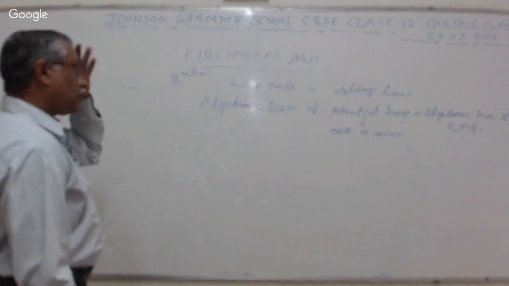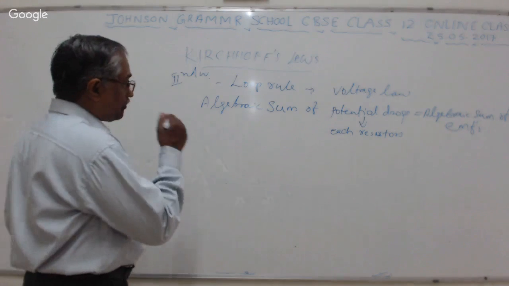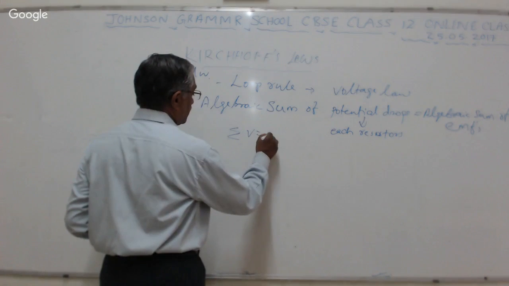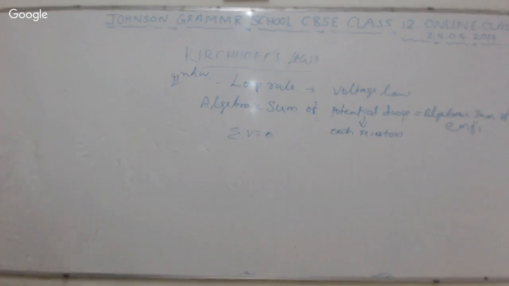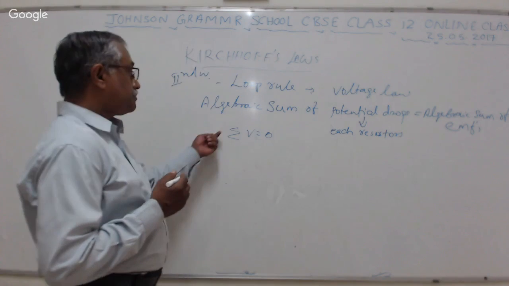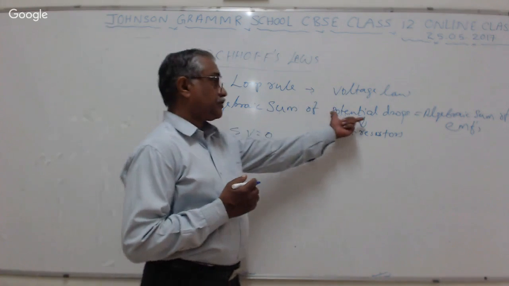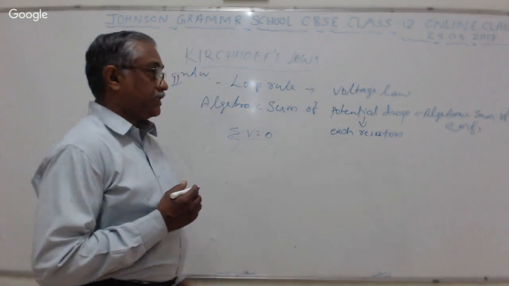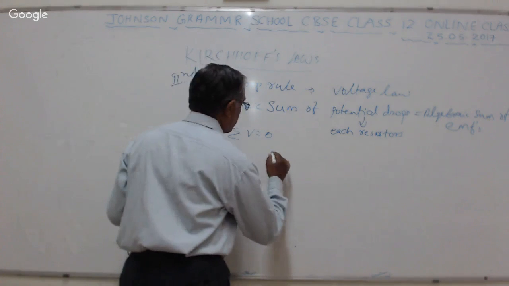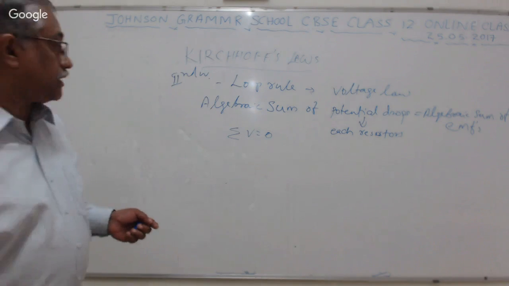So how do we express it in mathematical form? In a simple way, sigma V is equal to 0. That is the final value. So sigma V is equal to 0. Or we can say that the algebraic sum of potential drops is equal to the algebraic sum of EMFs. So how do we make a circuit for this? Suppose you have a closed circuit.